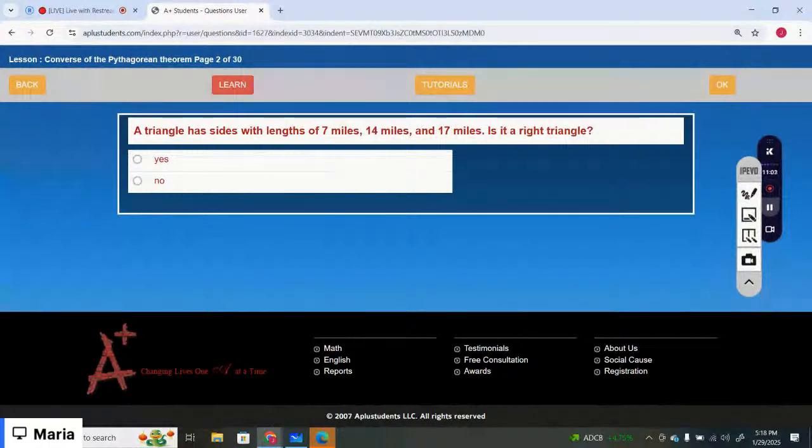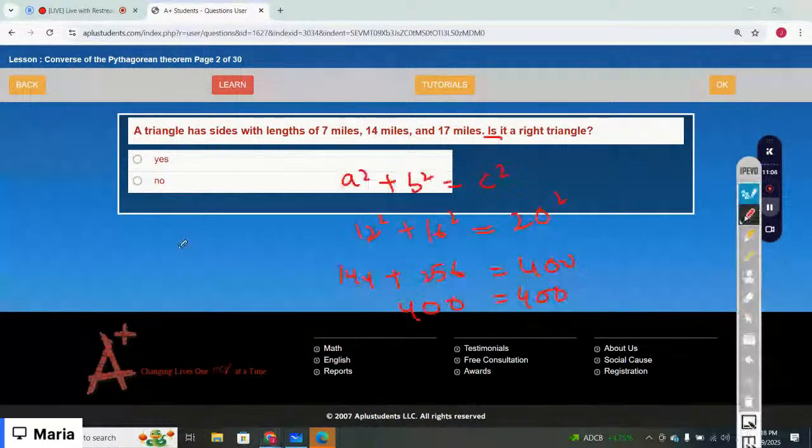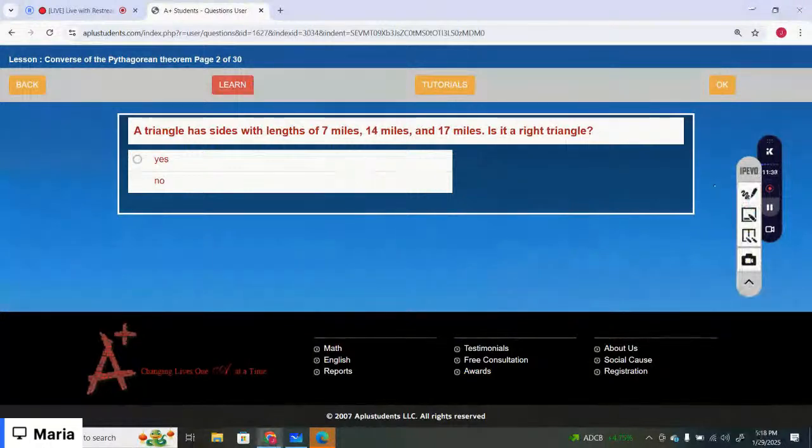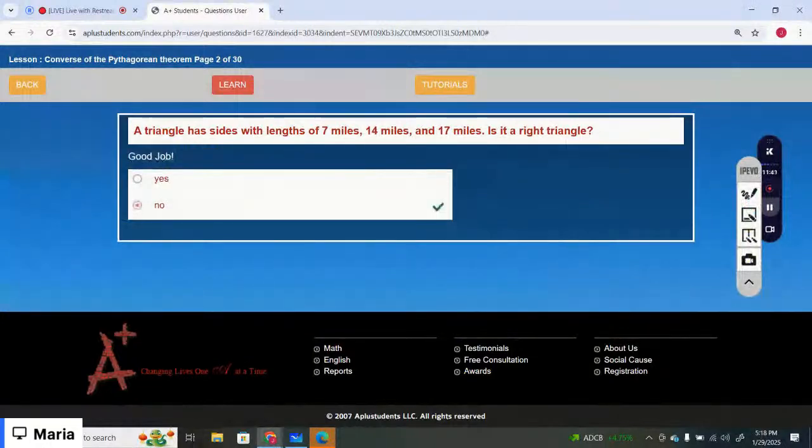A triangle has side lengths of 7 miles, 14 miles, and 17 miles. Is it a right triangle? So 7 square plus 14 square equals 17 square. 49, 196, and 17 square is I think 289. And they both are not equal, so that means that isn't a right triangle. The correct option is no, that is not a right triangle.